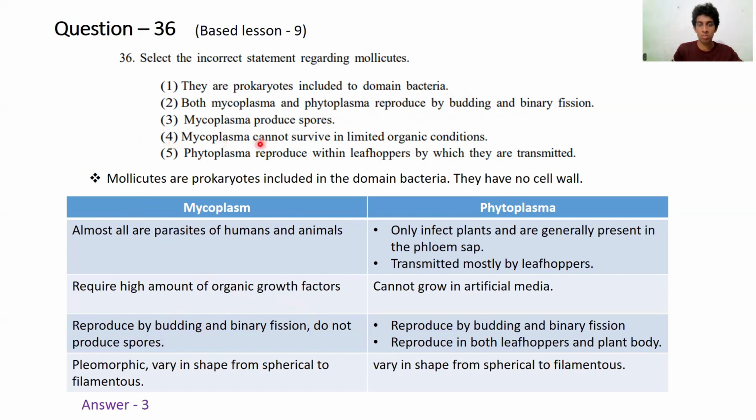4. Mycoplasma cannot survive in limited organic conditions. That is correct. Mycoplasma require high amount of organic growth factors. 5. Phytoplasma reproduce within leaf coppers by which they are transmitted. Yes, phytoplasma can reproduce within leaf coppers or within plants. Therefore, 5 is correct. So the incorrect statement is the third one. So the correct answer is 3.